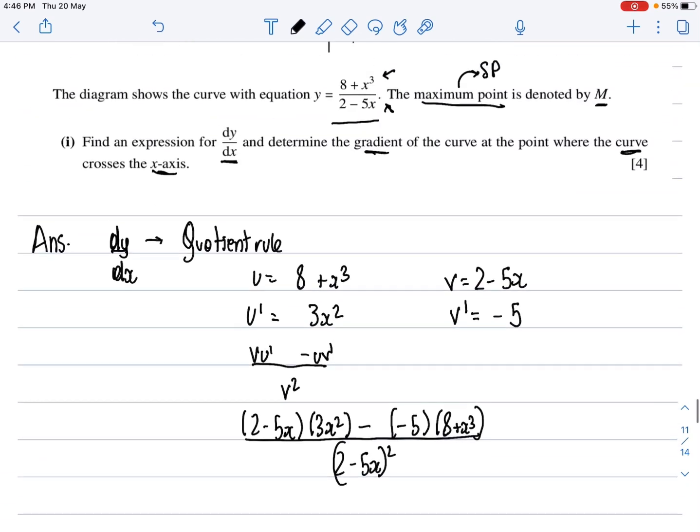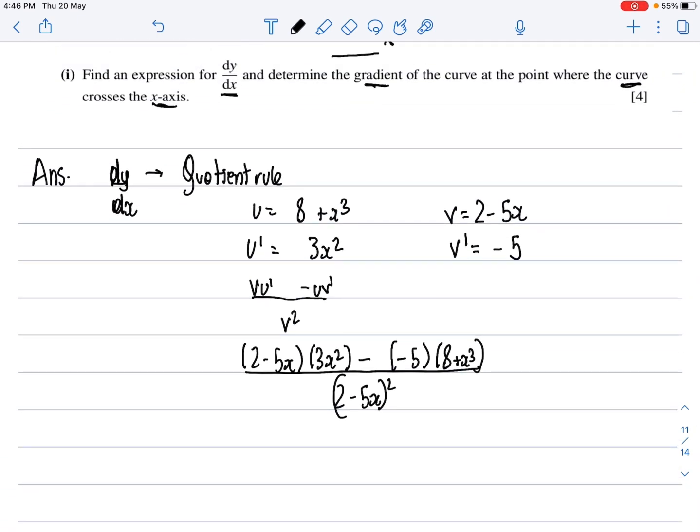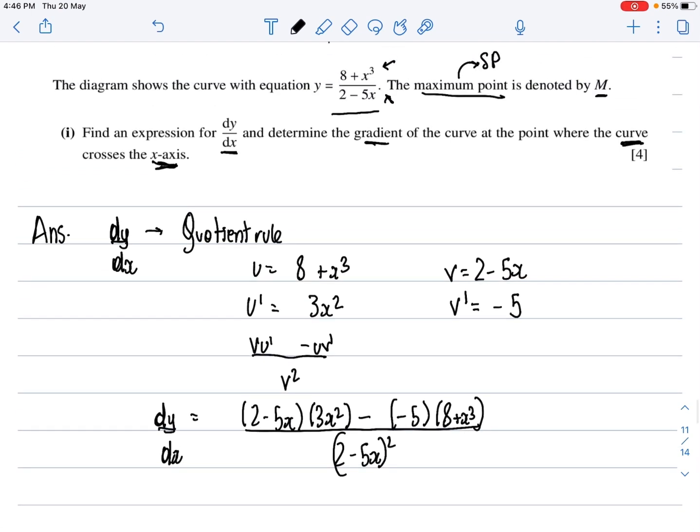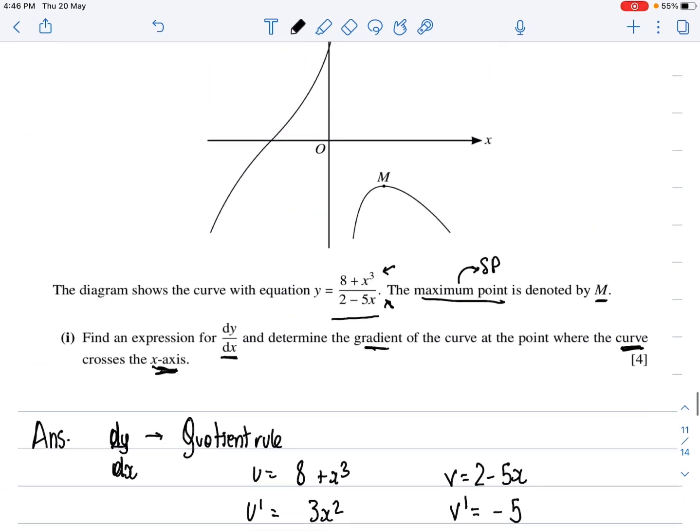Got it? So now I have the expression for dy by dx, and I need the gradient where the curve passes through the x-axis. So I can say dy by dx is equal to this. If it passes the x-axis, I know my y is 0, obviously. When it passes the x-axis, my y needs to be 0, and I know the x I'll get is negative.